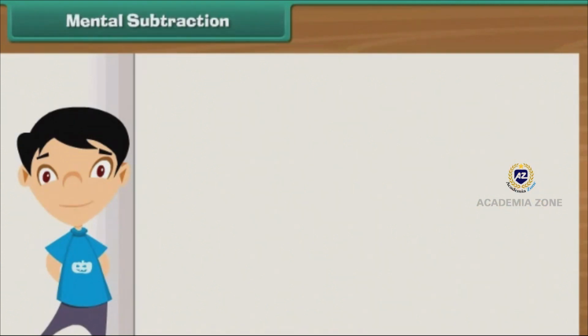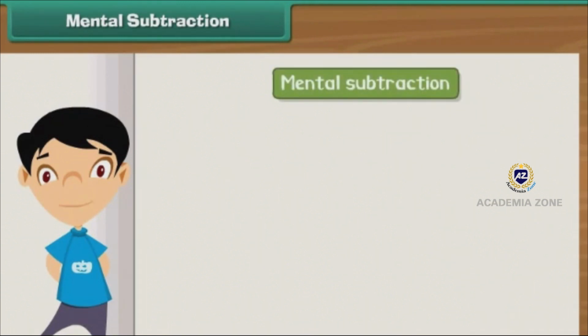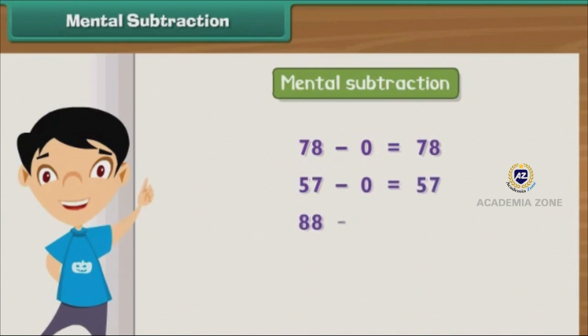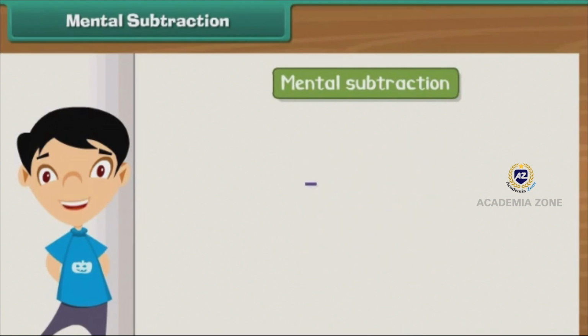Mental subtraction. We can perform mental subtraction in a manner similar to mental addition. 0 is the easiest number to subtract. So we will always try to make the second number, that is, the number to be subtracted, end with 0. Let us try to subtract 29 from 67.